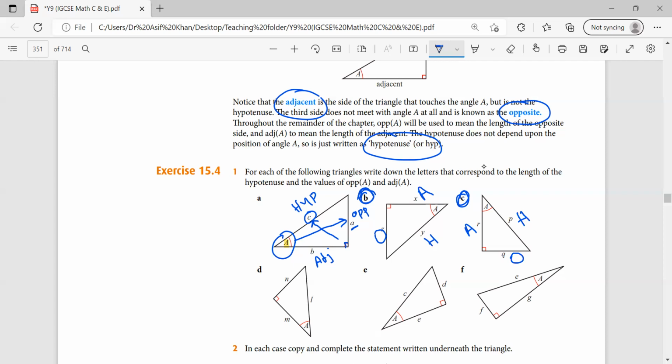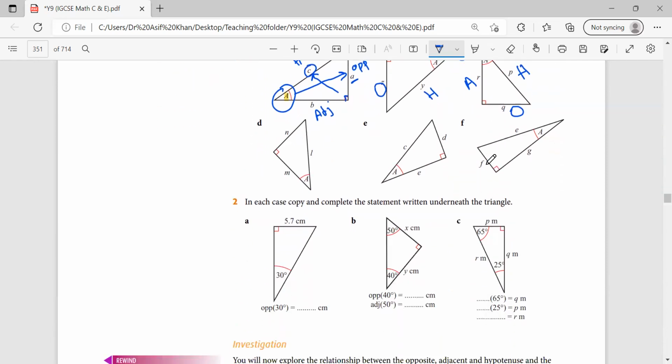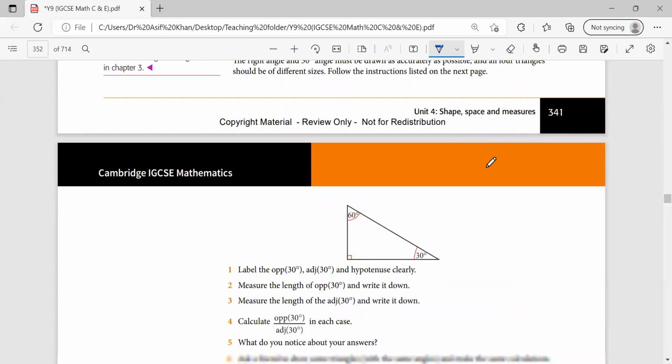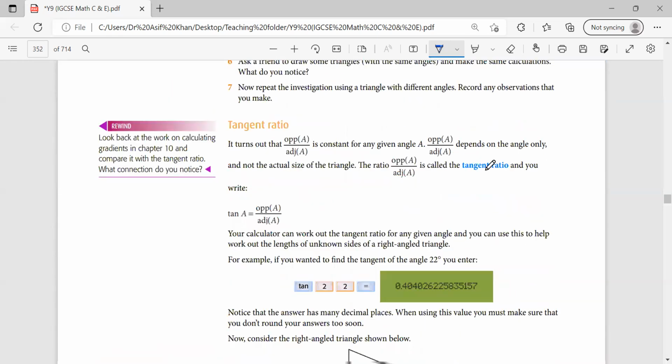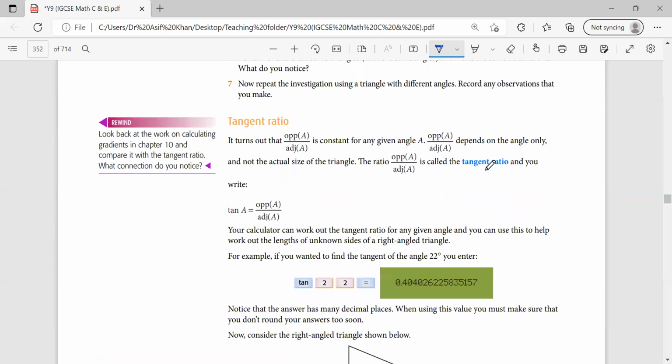So good. Now it means you have understood how we find the names of the sides. After finding the names of the sides, the next thing is what? The next thing is you have to find the angle. You have to calculate the angle as well. Here generally the sides and angle are mentioned. There are three ratios. First of all, we are talking about the tangent ratio. It means tan theta, tan of the angle.